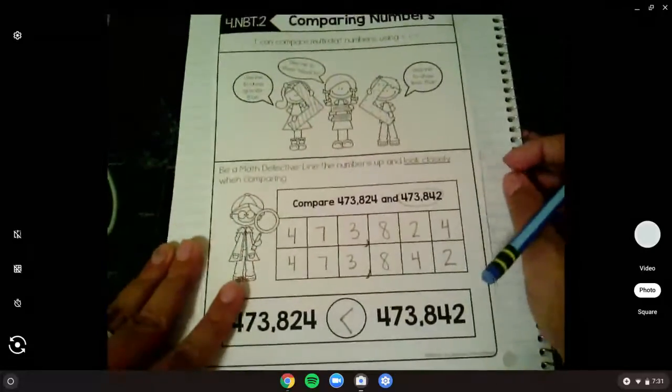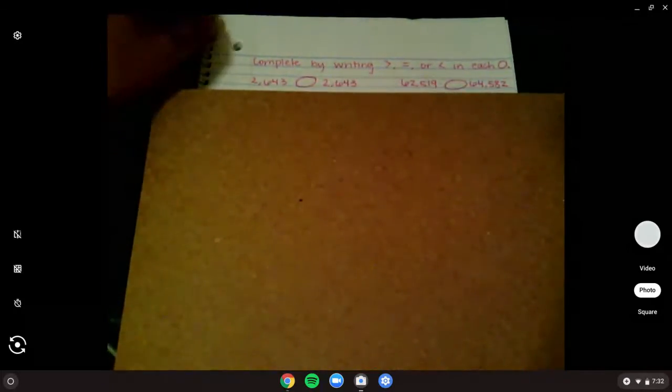Let's do some practice ones on our notebook page. All right, we're going to cover this up and we'll show you it in just a moment. All right, so first we're going to start by completing the problems by writing greater than, equal, or less than in each circle. Remember, if you need to pause the video to write them, go ahead. All right, so the first two we're going to work with.